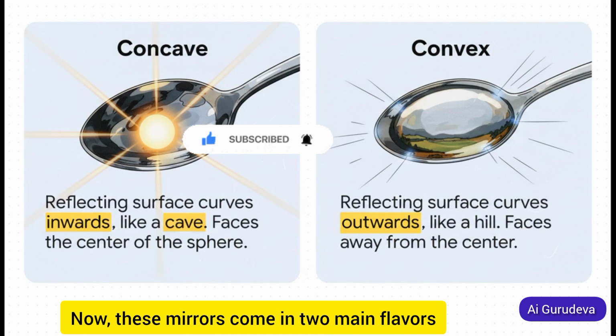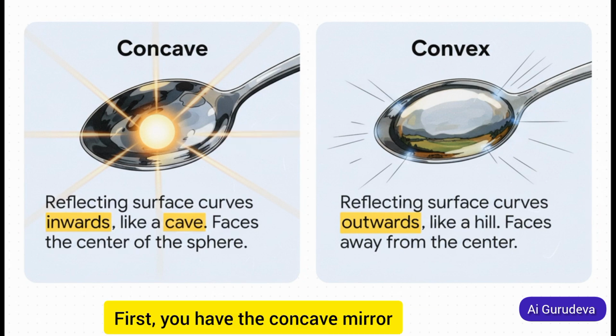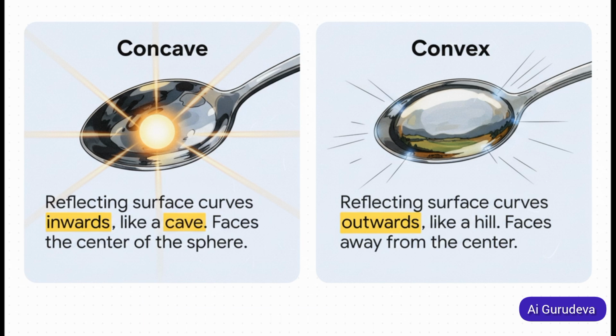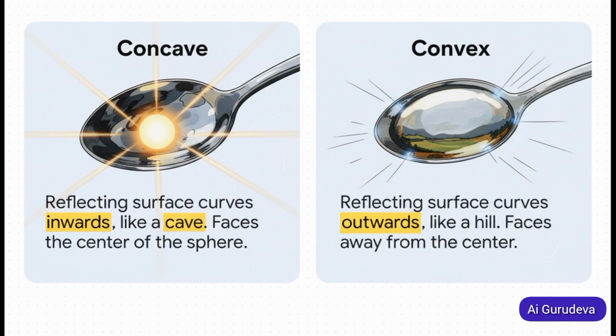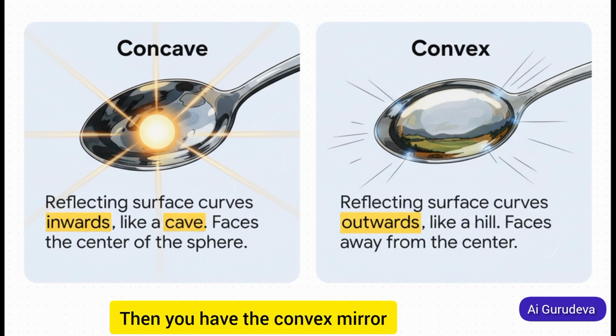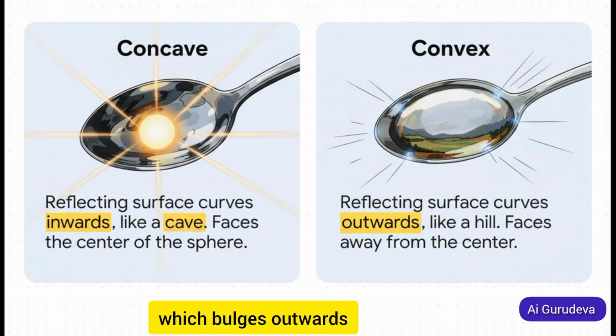Now, these mirrors come in two main flavors. First, you have the concave mirror. Its surface curves inwards, kind of like a cave. This is the inside of your spoon, the part that's making you look upside down. Then you have the convex mirror, which bulges outwards.